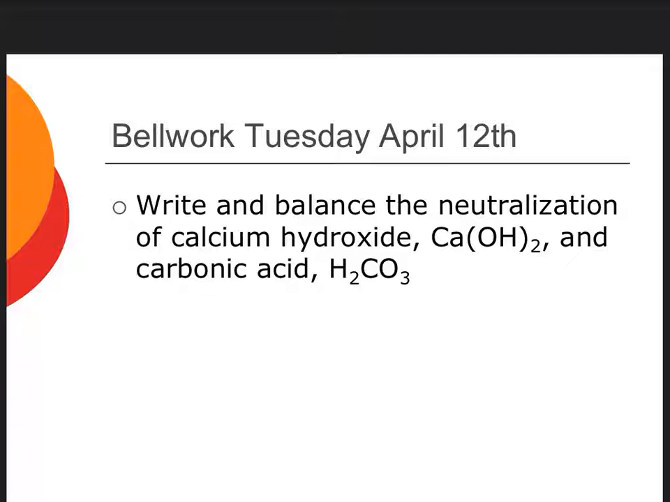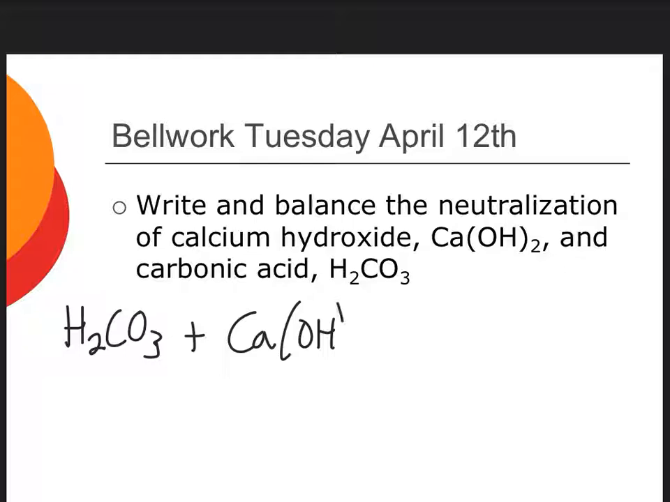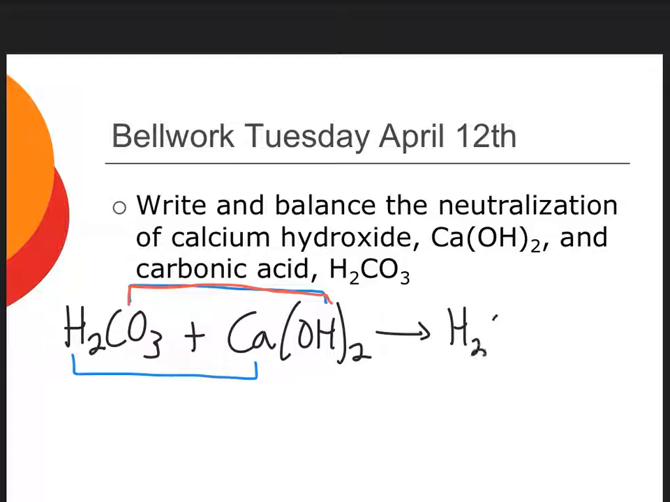Alrighty, let's resume. We are going to add carbonic acid, H2CO3, and calcium hydroxide. What will we form here? We are going to swap the positive ions. I messed up there. We are swapping the positive cations, and we will swap the negative anions. And what we get is H2O. Remember, neutralizations, we will always get water, H2O.